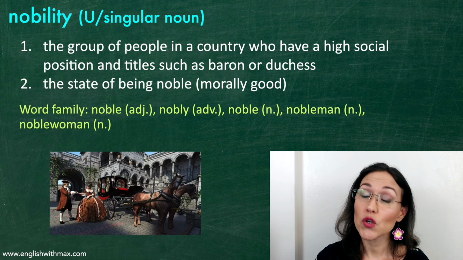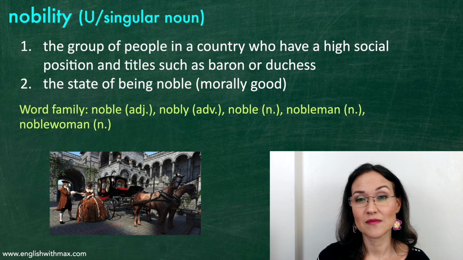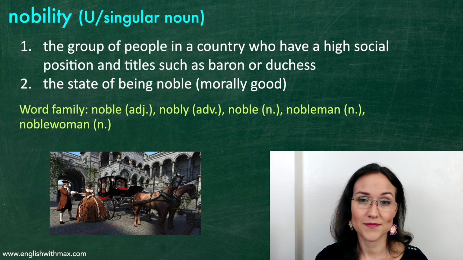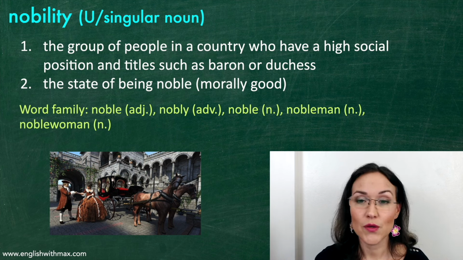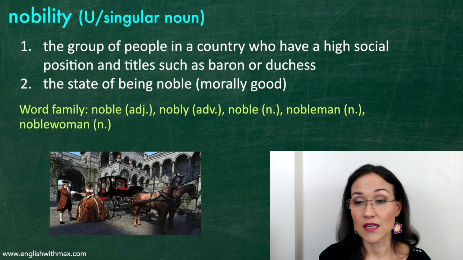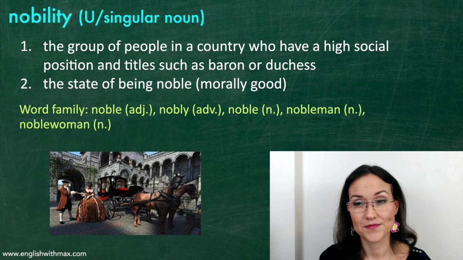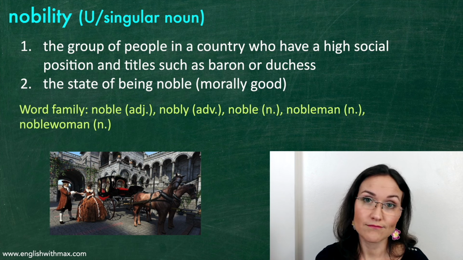Now we have nobility. Nobility. It's an uncountable and singular noun. It has a couple of meanings. Number one, the group of people in a country who have a high social position and titles such as Baron or Duchess. Number two, the state of being noble, morally good.